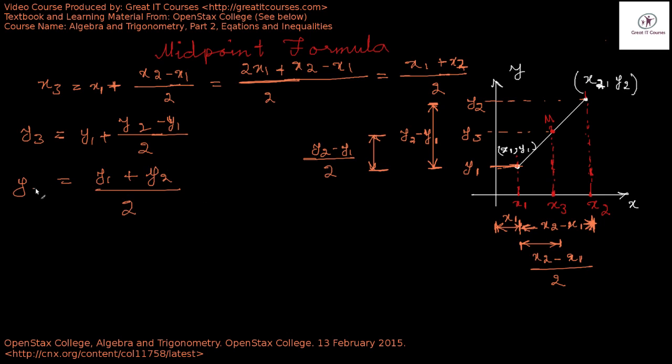And this is y3. So this is the y coordinate and this is the x coordinate. So based on these two pieces of information that we got, the midpoint formula is basically: the x coordinate of the midpoint is x1 plus x2 divided by 2, and the y coordinate is y1 plus y2 divided by 2, and that is called the midpoint formula.